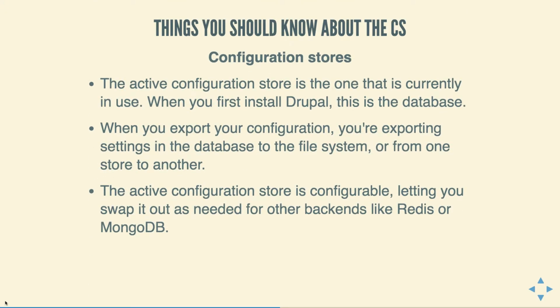All right, next we have this concept of configuration stores. When you first install Drupal, and actually most often, the active configuration store is going to be your database. The active configuration store just means where configuration is currently being read from by your application. I should say too, when you export your configuration, you're moving it between different stores, right? You're taking it from the active store, probably the database, and putting it onto your file system, which is another configuration store. And also, configuration stores are configurable, so you could change out the active configuration store to be something like Redis or Mongo or whatever you want.